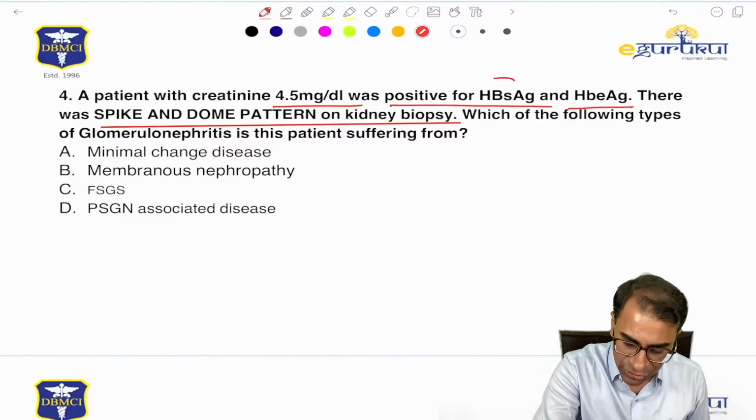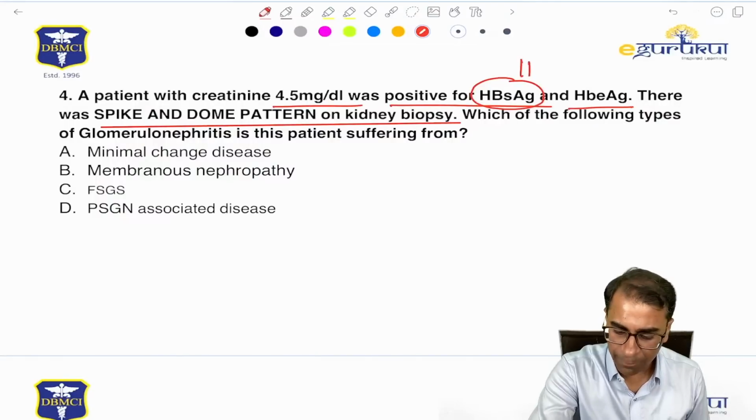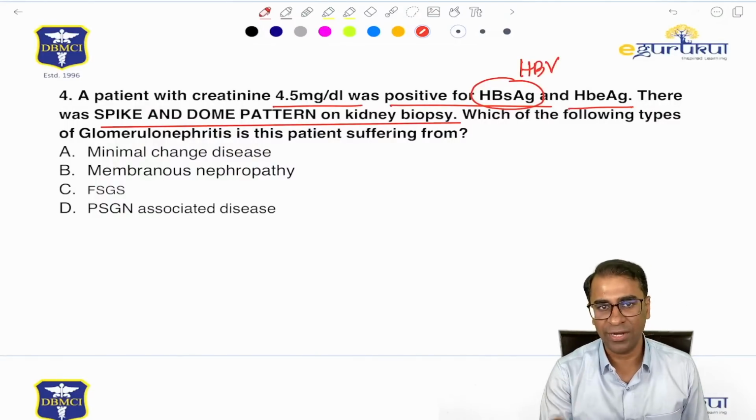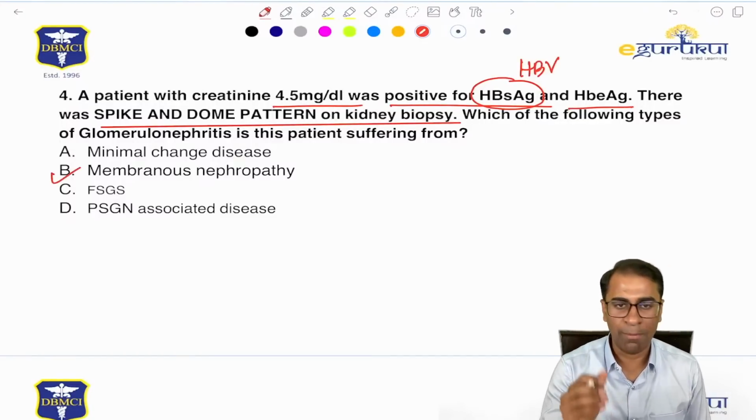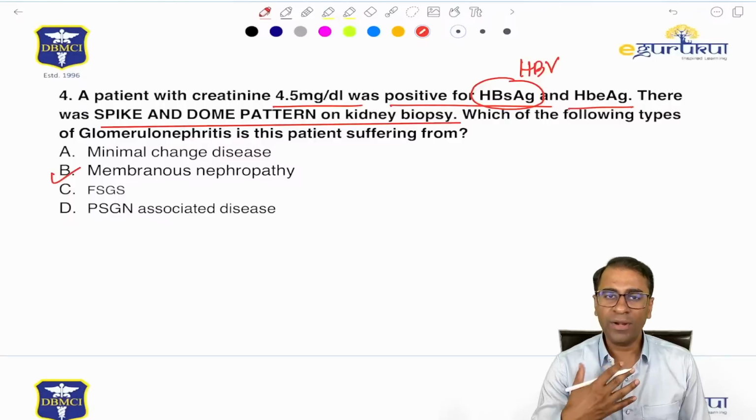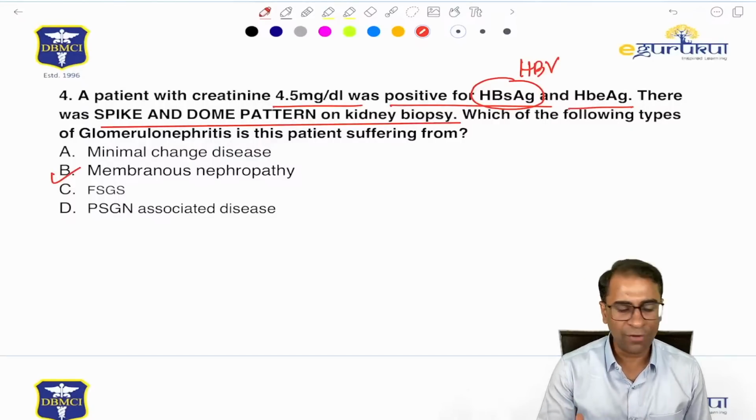So when you get a history of HBs antigen, it points toward HBV infection, right? And now you get a spike and dome pattern, it becomes clearly a case of membranous nephropathy. So what I would suggest is, at this point of time, you can't remember everything.